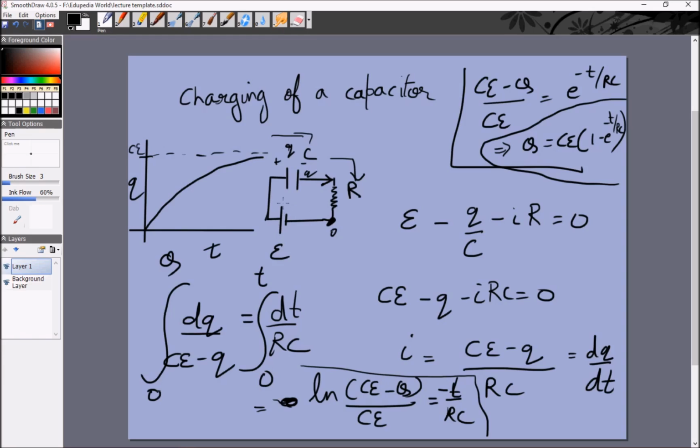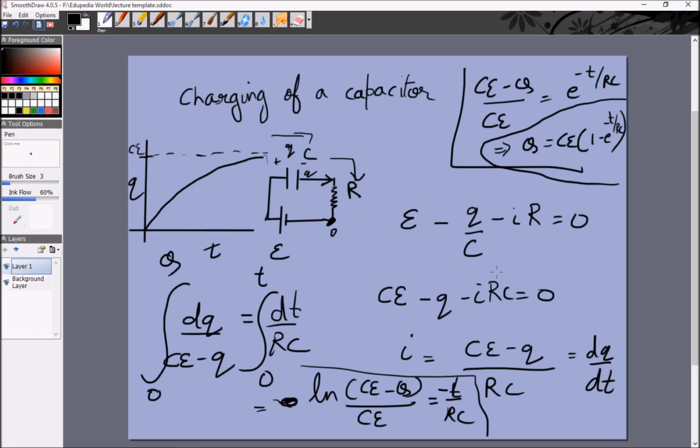In that case, if Q here is very near to CE, then the potential difference across this capacitor will be very near to E. If the potential difference across the capacitor is very near to E, then the potential difference across this resistor will be very small. Then the current flowing through the resistor will be very small, and the rate at which the charge increases will be very small. So we see this asymptotic sort of behavior where it approaches CE but never really reaches CE.